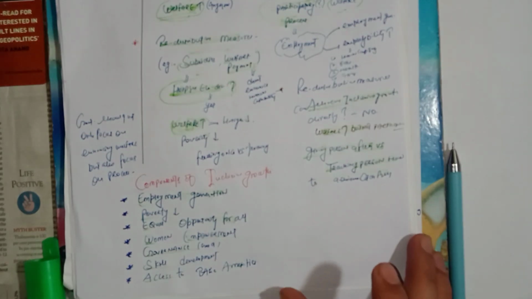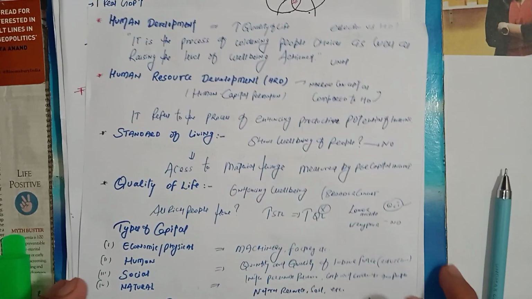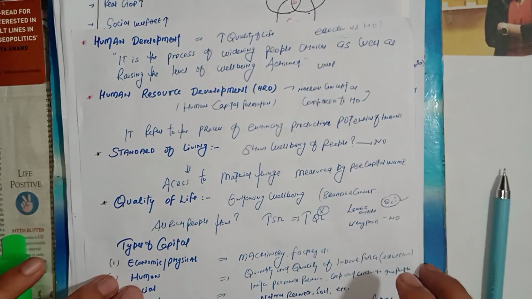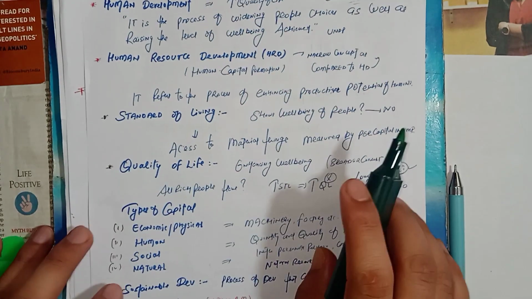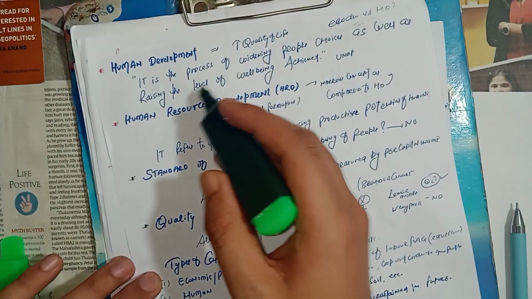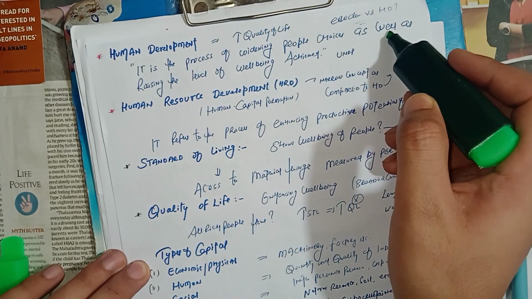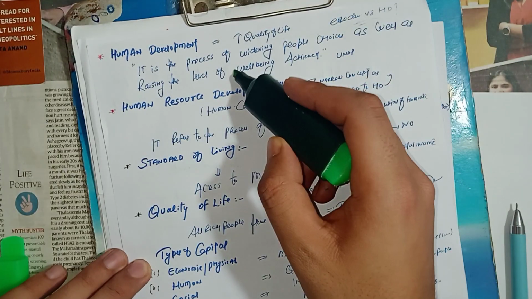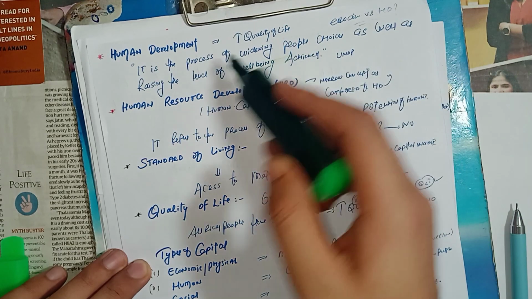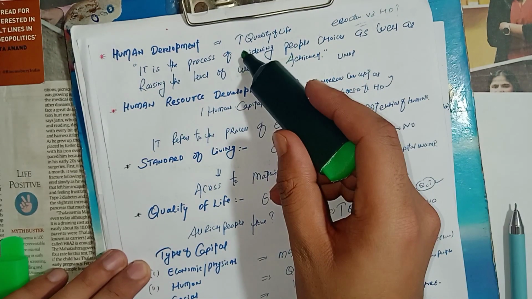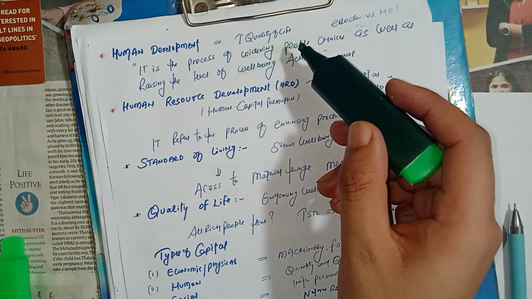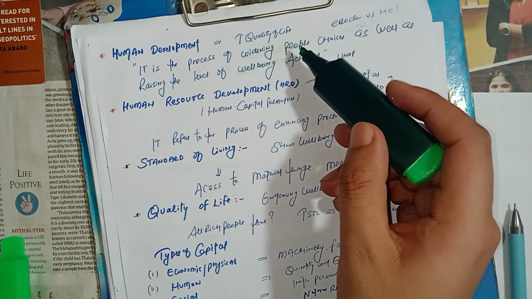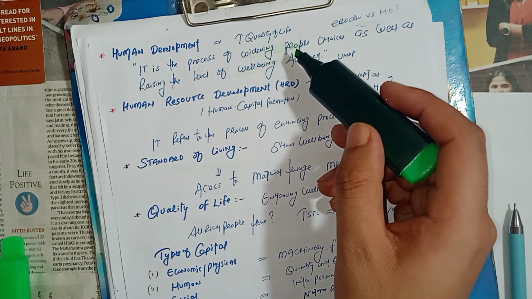Now, here are some basic concepts that you should know about. So, human development. Human development is the basic concept. So, what does it mean? It is the process of widening people's choices, as well as raising the well-being of people. Widening people's choices means giving them the power to select more options, the power of having more alternatives.